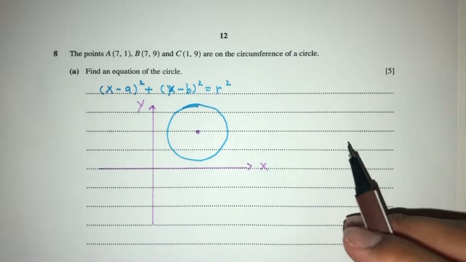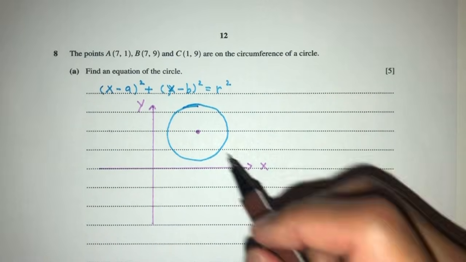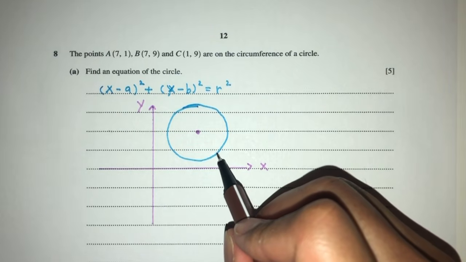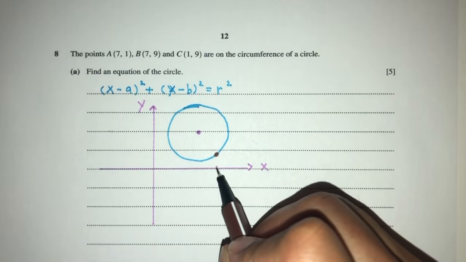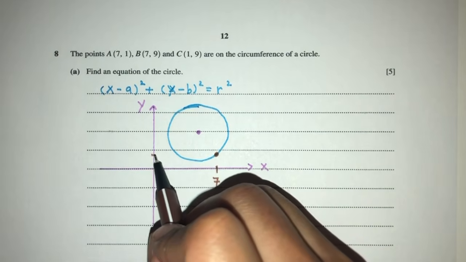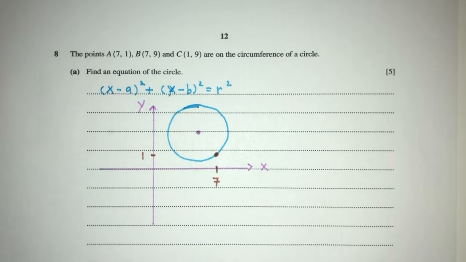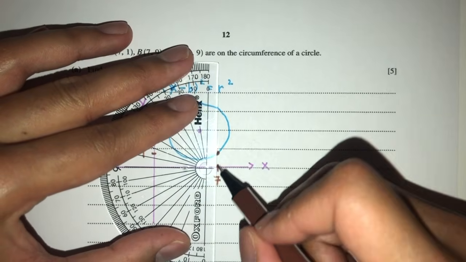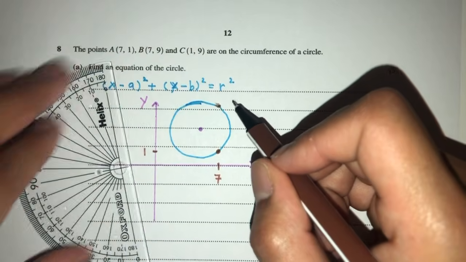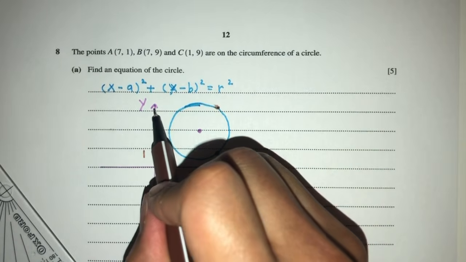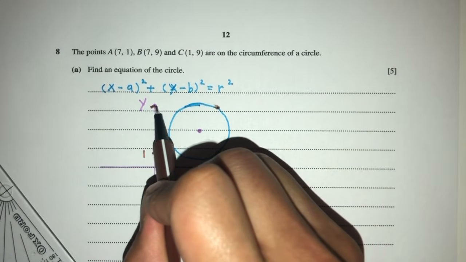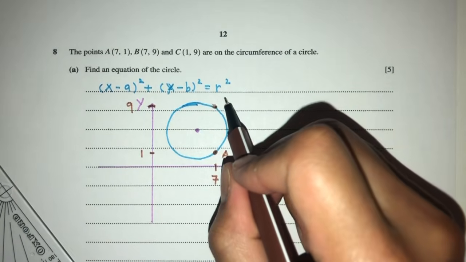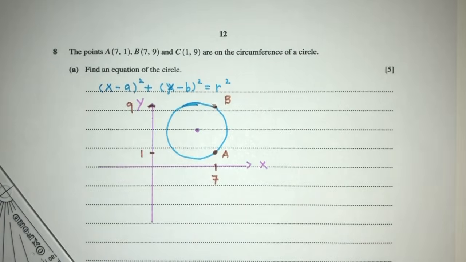Now the first point given to you is 7, 1. Let's say 7, 1 is somewhere over here. This is 7, and this is the value of 1. Now the next point here we have 7, 9. Because this is 7, it has to be straight along this line. So it should be somewhere over here. Let's say this is my value of 9. This is my point A, my point B.